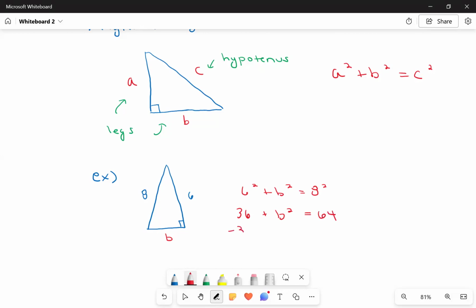So to solve for b, I need to subtract 36 from both sides. Let's see, what does that give me? Is that 28? 64 minus 36. Yeah, I got 28.